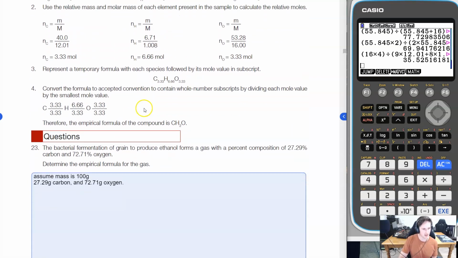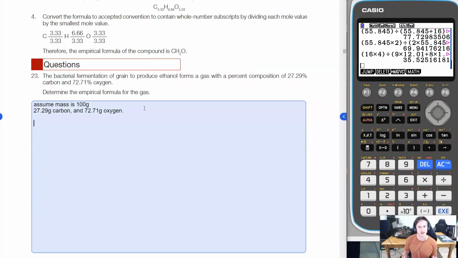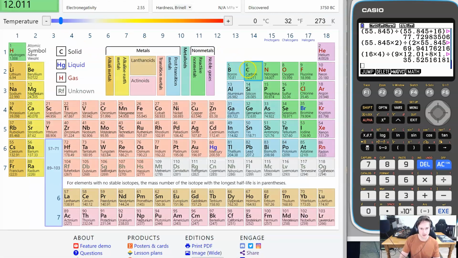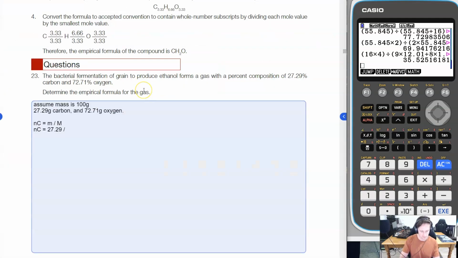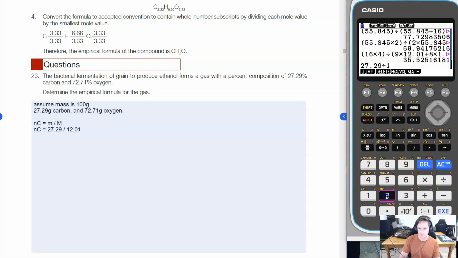So the next thing we're going to calculate is the number of moles. I think you'll find a pattern whenever you're comparing anything to do with chemicals, you have to do the number of moles. It's just that simple. So let's calculate the number of moles of carbon. So that's going to be the mass divided by the molar mass. So the number of moles of carbon is going to be 27.29 grams divided by the molar mass of carbon, which, as we hopefully remember by now, is 12.01. So 27.29 divided by 12.01 is 2.27.